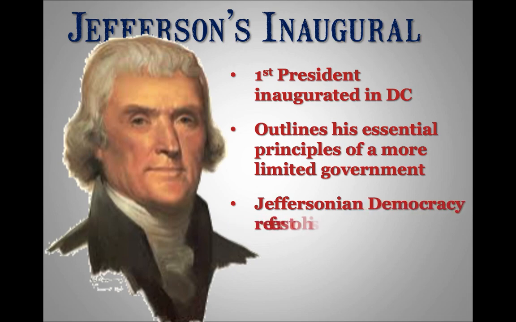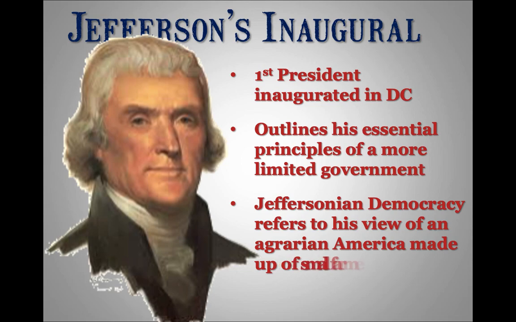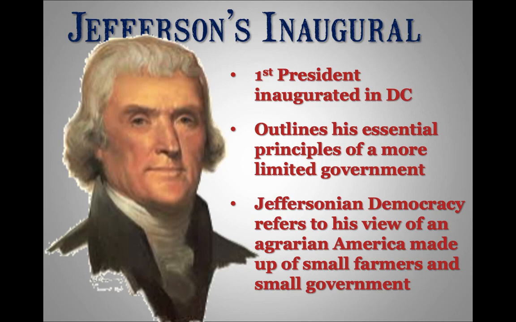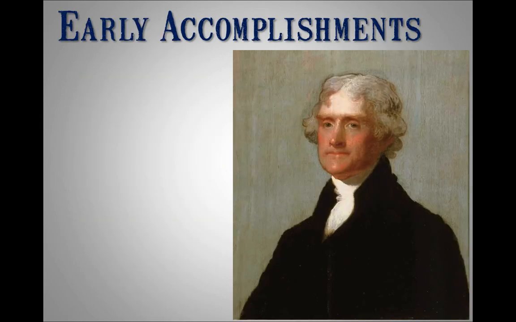So Jeffersonian democracy, so what his viewpoints on politics is, he refers to this view of an agrarian America made up of small farmers and small government. Agrarian means utilizing the land, so like farming. So he wants less involvement. He wants the people to have more control over themselves as well as how they can make their own money. So he wants less involvement from the government, and he feels people can handle these responsibilities on their own.